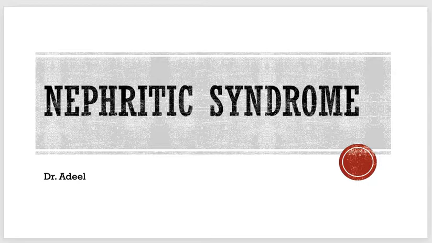Then they can present with a range of symptoms like oliguria. Of course they will have hypertension due to salt and water retention. They have edema, their eyes become puffy, and they have smoky urine. We also talked yesterday about the causes of nephritic syndrome, with examples.